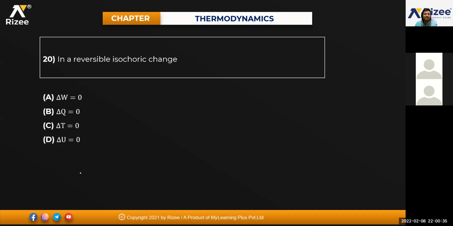In the reversible isochoric change part of the relation, that means in isochoric reversible, delta V is equal to 0. So work done is equal to P into delta V. So that is 0. So work done will be equal to 0.